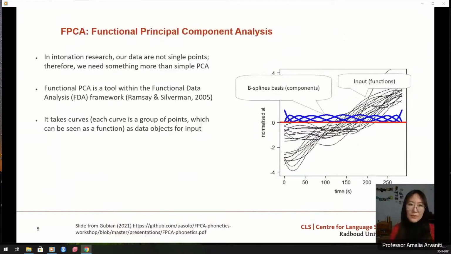In intonation research, our data are not single points. Therefore, we need something more than simple PCA. Functional PCA is a tool within the functional data analysis framework. It takes curves like these as data objects for input. Each curve is a group of points, which can be seen as a function.